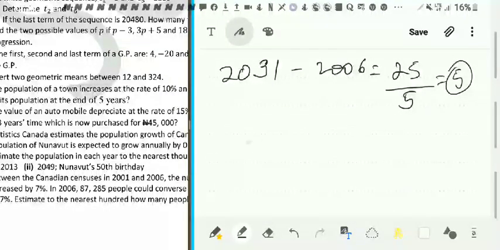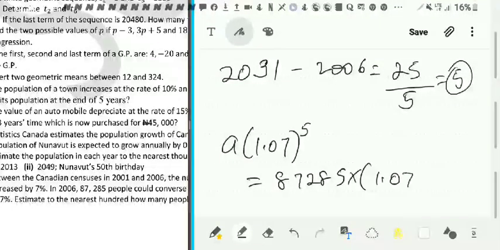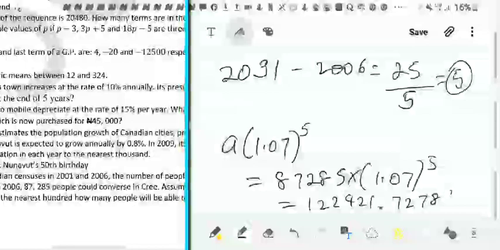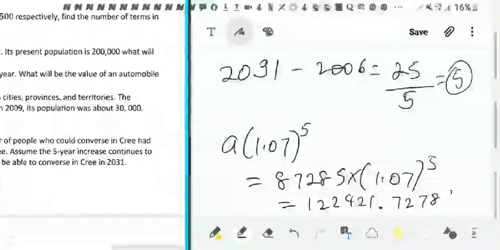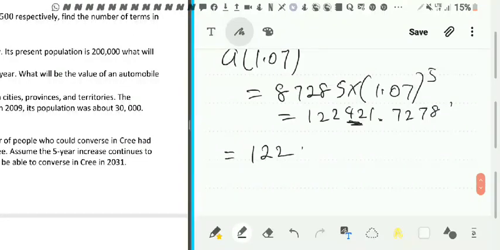Okay. So the estimated population of people that can speak Cree in 2031 will be A open bracket 1.07 raised to the power of 5, which is 87285 times 1.07 raised to the power of 5, giving me 122,421.7278. Okay, we're told to estimate to the nearest 100 how many people will be able to converse in Cree in 2031. The nearest 100 will be 122,400.